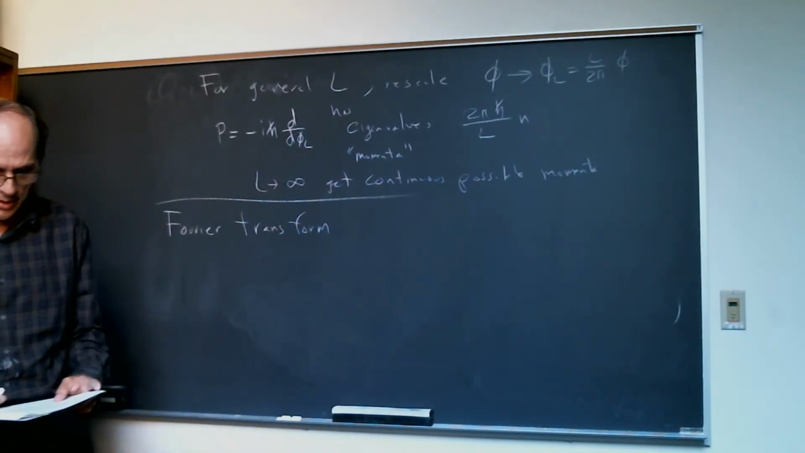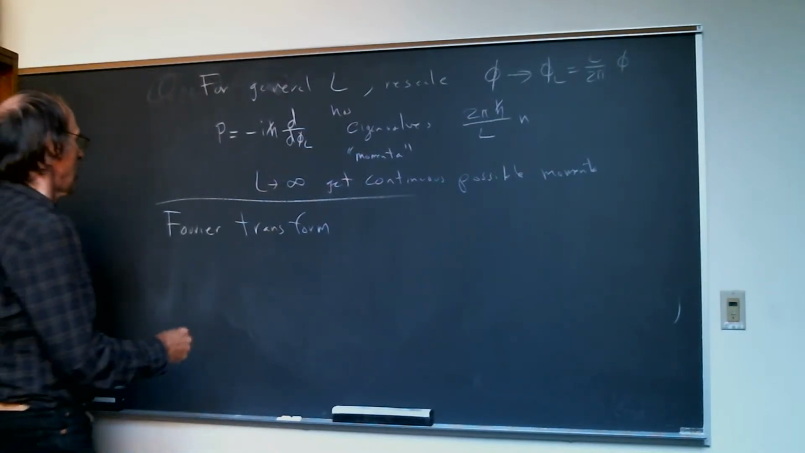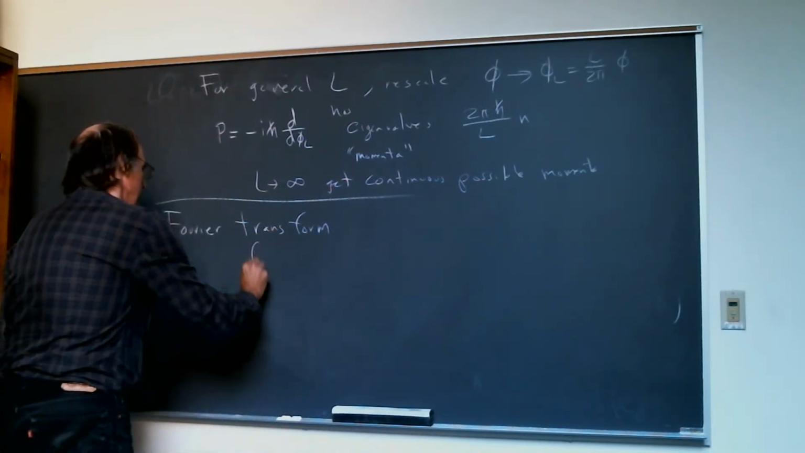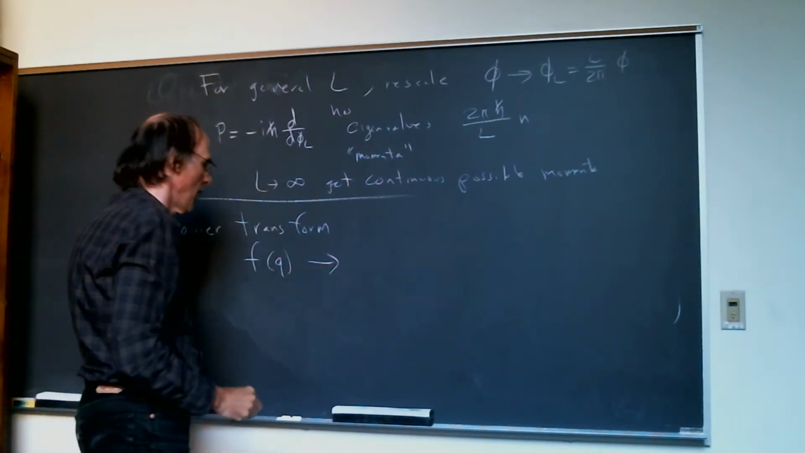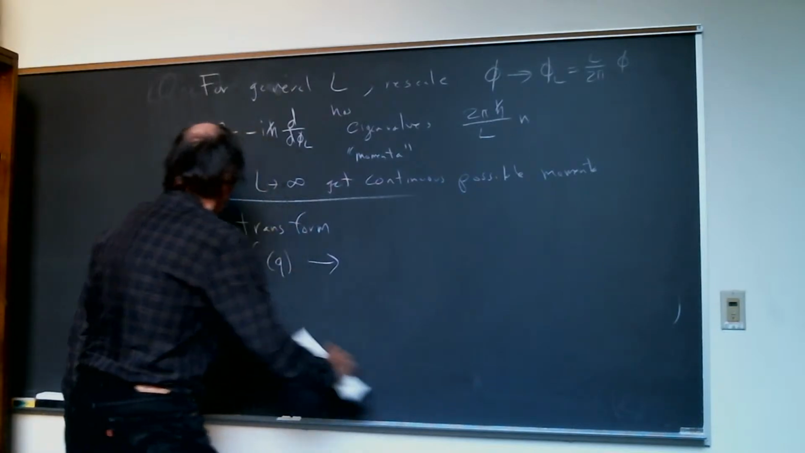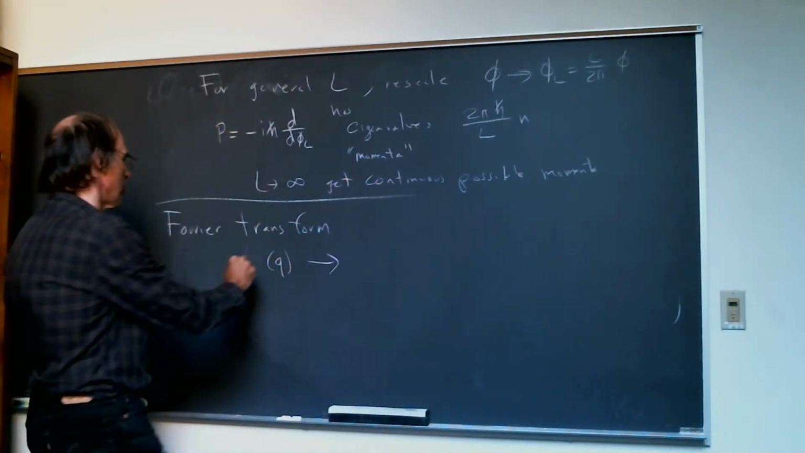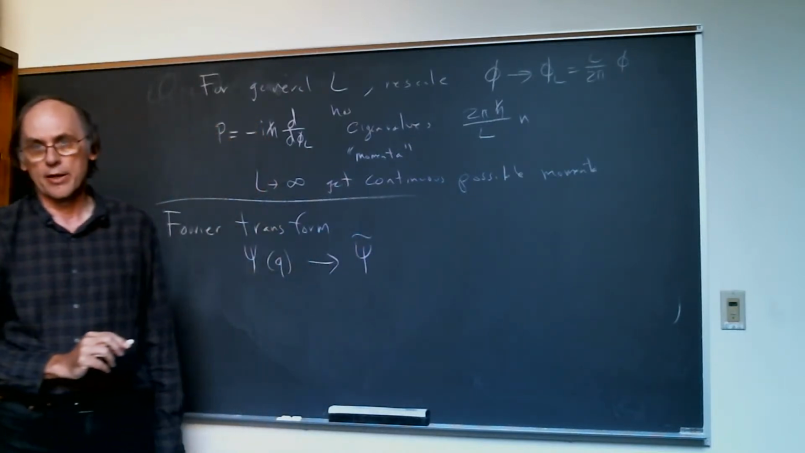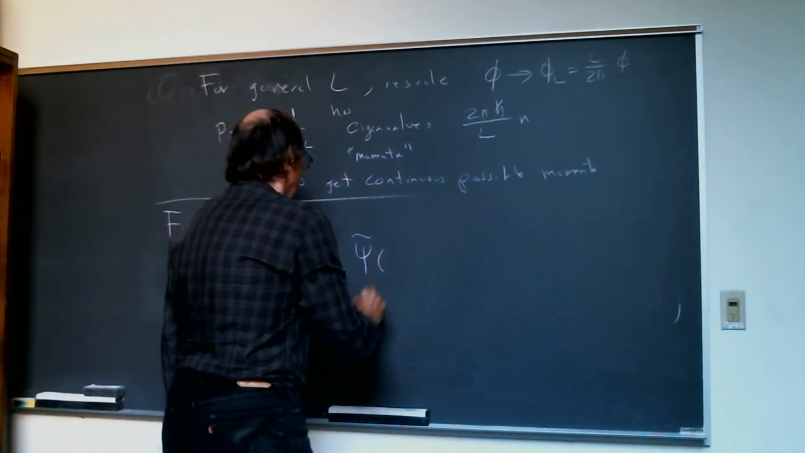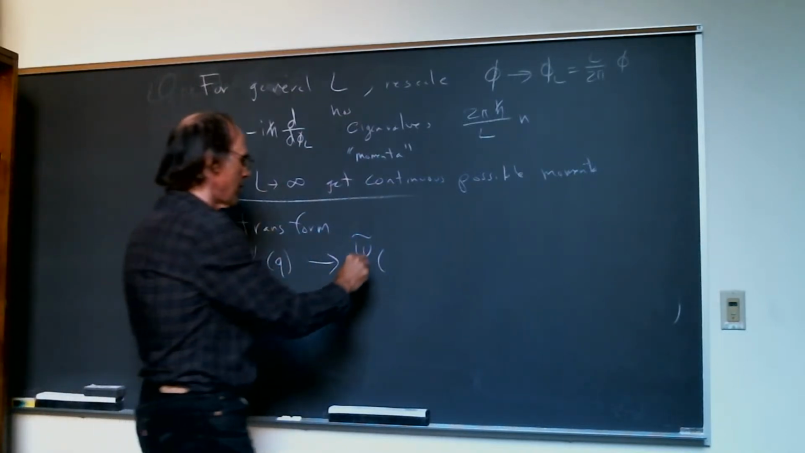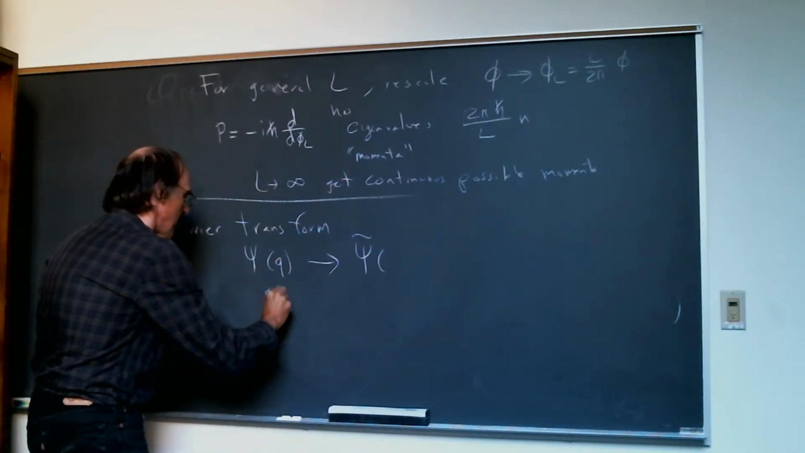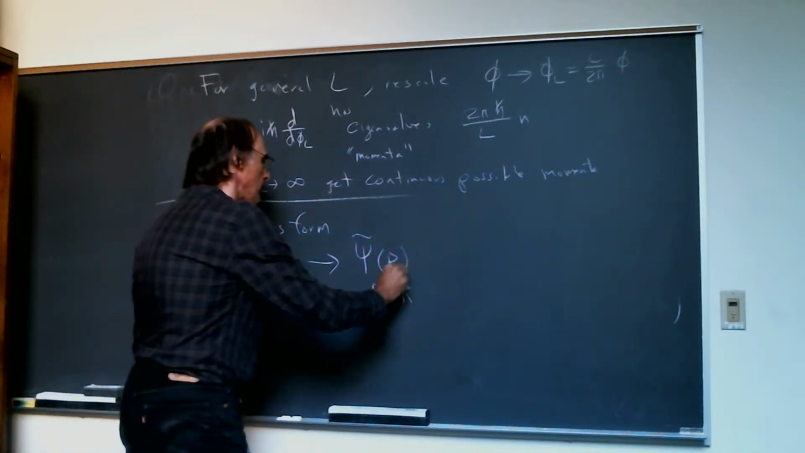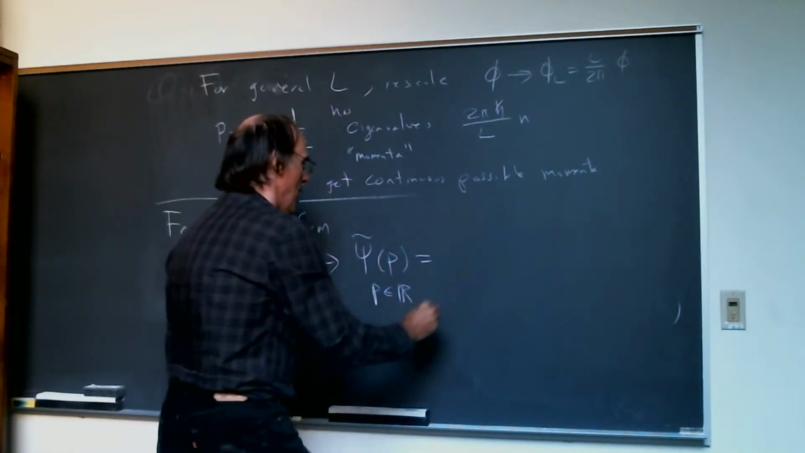The idea is that you take functions on the real number line, f of q. Let me start using psi, because these are going to be our wave functions. So psi of q, a function on R, goes to psi tilde, where putting a tilde on the function means that's the Fourier transform. Here q is an element of R, and psi tilde is going to be a function of p, where p is another real number line.